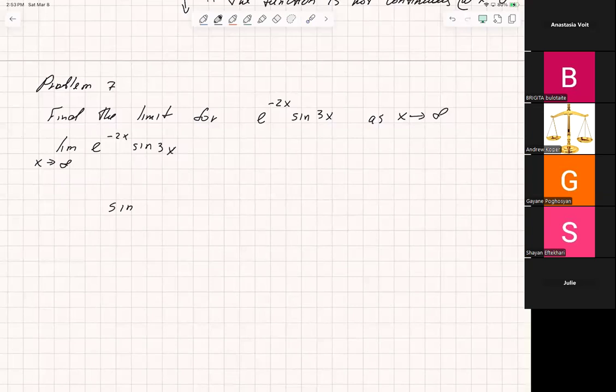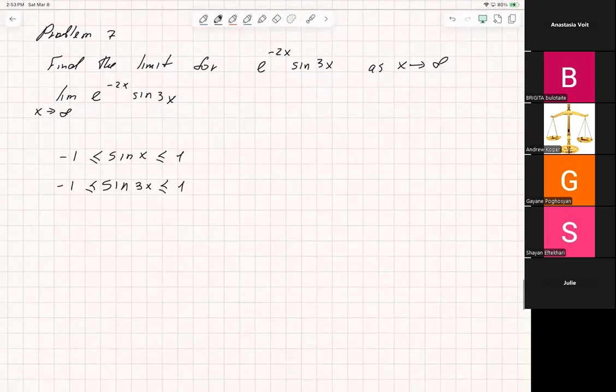So we would have sine of x between -1 and 1. And obviously sine 3x is also bounded by the same values. Now we just multiply everything by e to the -2x. So we would have negative e to the -2x less than or equal to e to the -2x sine 3x less than or equal to e to the -2x. And now we just apply the limit.